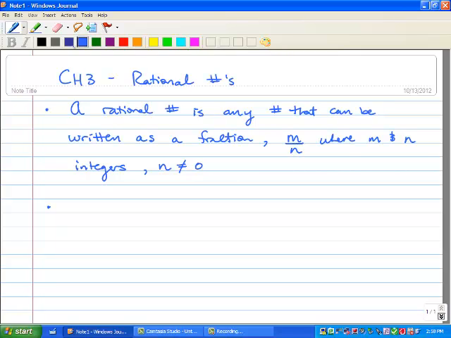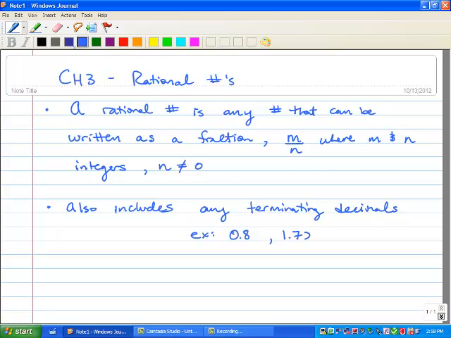Our next one is, a rational number also includes any terminating decimals. An example would be like 0.8 or even something like 1.72. Those are finite. They're done. They do not repeat. They do not do anything special. They just end.